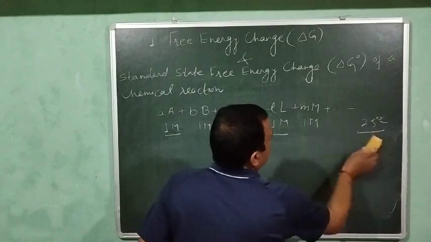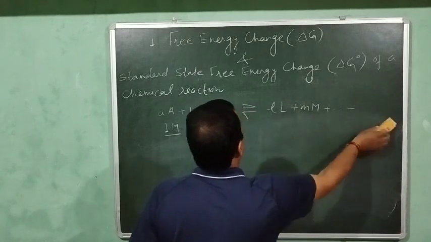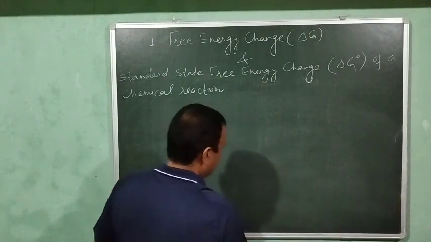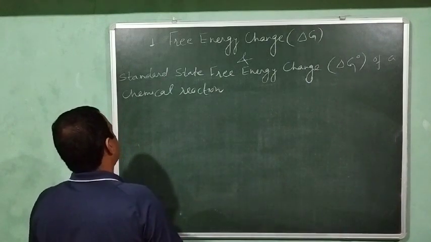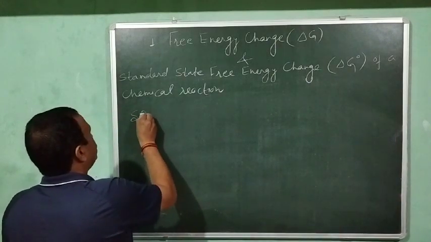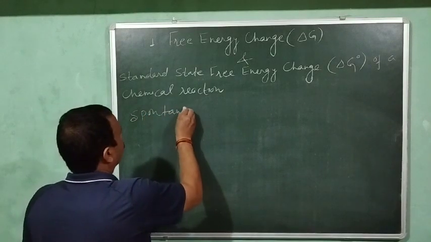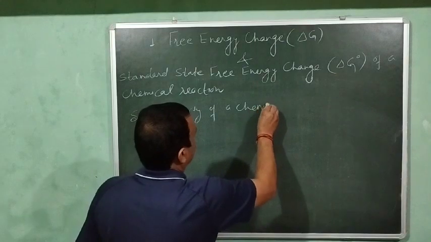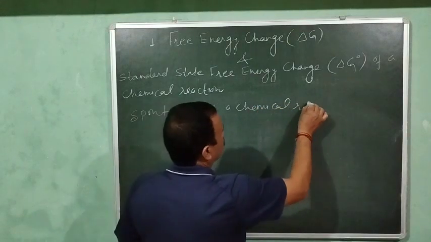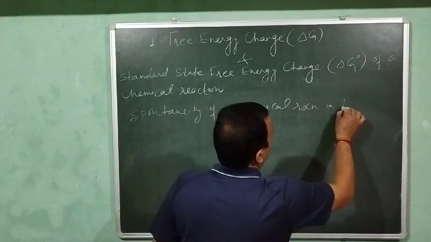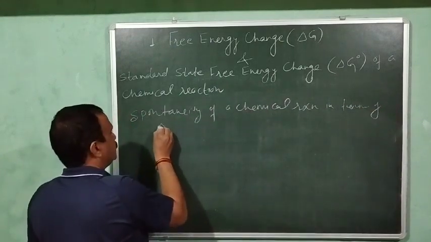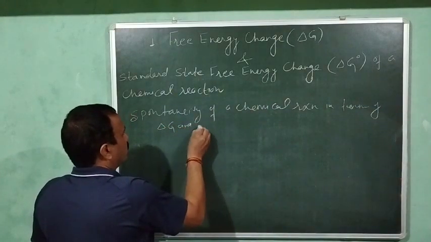Now I will discuss the spontaneity of a chemical reaction in terms of delta G and delta G naught.